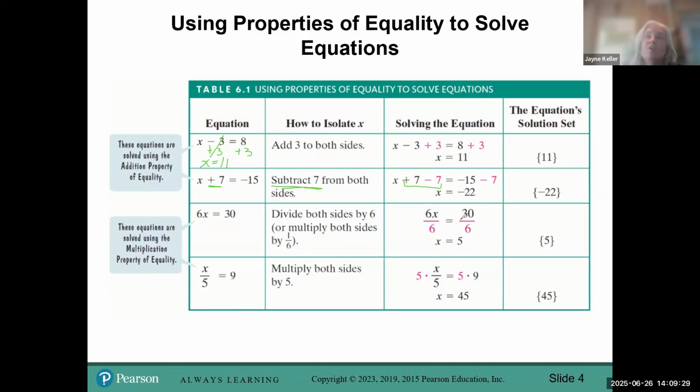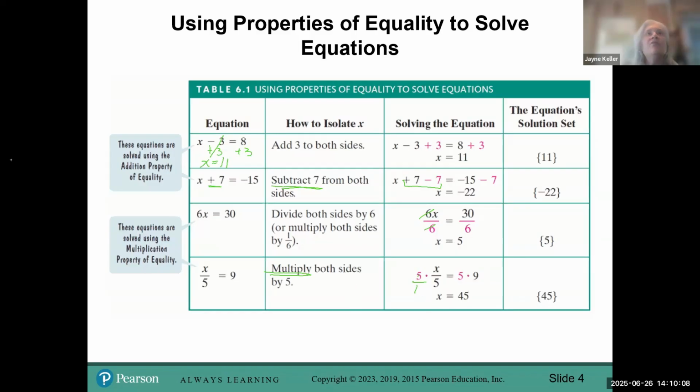If I divide this side, I also have to divide the right side in order to have an equivalent equation. And then these cancel to give me X. 30 divided by 6 gives me 5. When I'm dividing X by a number, what do I want to do? The opposite of division, which is multiplication. So I'm going to multiply both sides by 5. Here, remember, if it helps, you can think of this as 5 over 1. So this would give me 5 times X over 5 times 1. And then the 5s would cancel, and I'm left with X. On the right side, I have 5 times 9, which is 45.